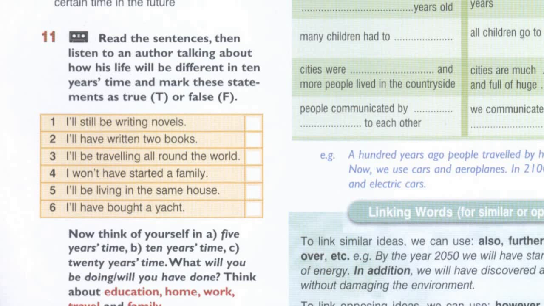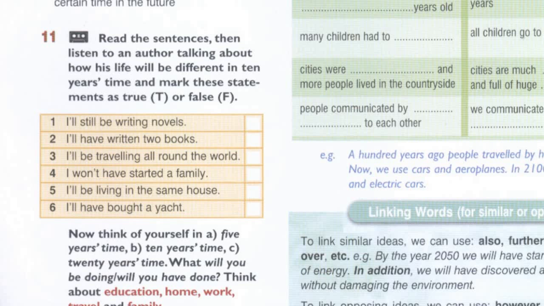I'll still be writing novels. It's about an author. And number 2, I'll have written 2 books. And number 3, I'll be traveling all around the world. Number 4, I won't have started a family. Number 5, I'll be living in the same house. And number 6, I'll have bought a yacht.